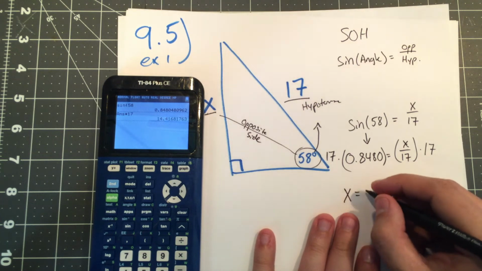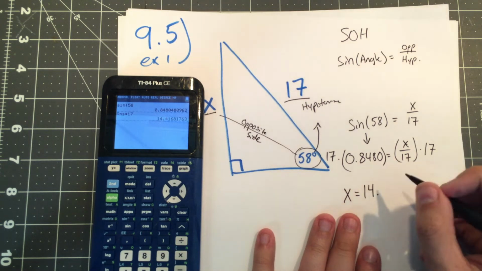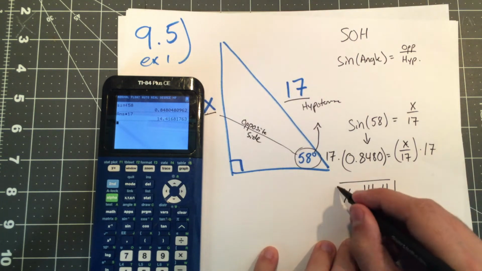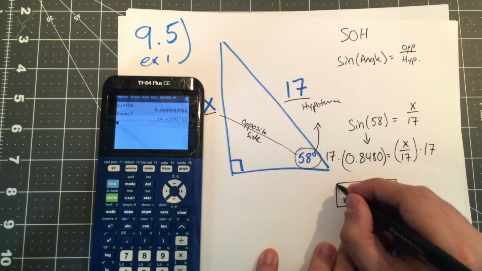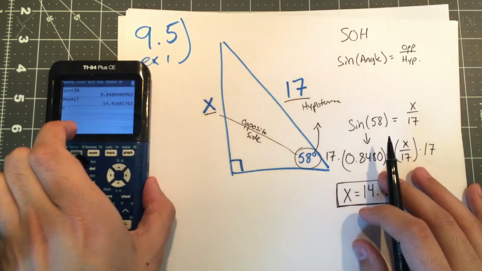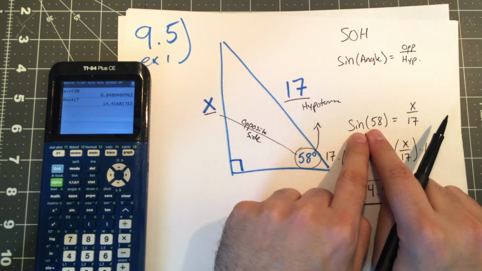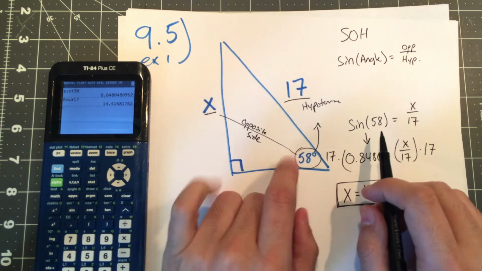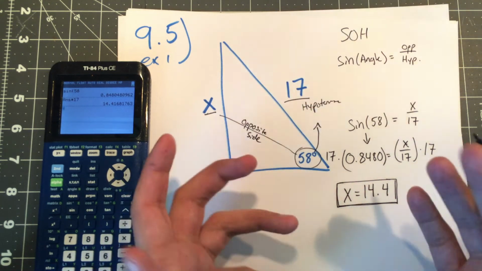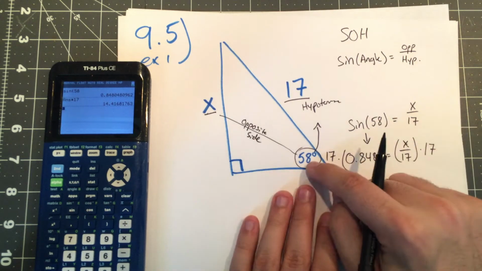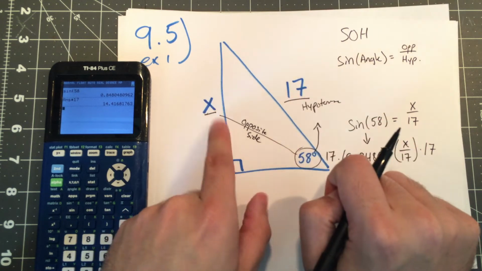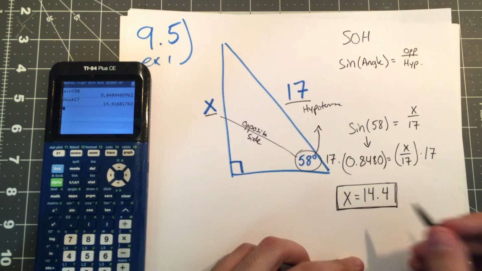I am always happy with answers being one decimal place. While I'm working, I'm going to keep as many decimals as I can. But for my final answer, I'm going to just trim it down to one decimal place. And I got 14.4. Remember, all we're doing in trigonometry, what we're saying is every time we have a triangle with a 58 over here in the corner, this side is going to be about 84% of the hypotenuse. That's all it is. It's a ratio saying every time we have this kind of shaped triangle, this is always 84% this side. So if this was 100, this would be 84. That's what we're doing. And so I get 14.4.